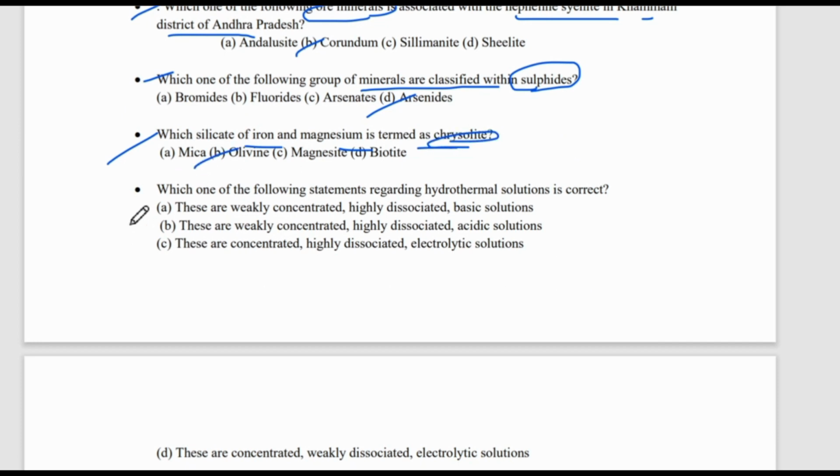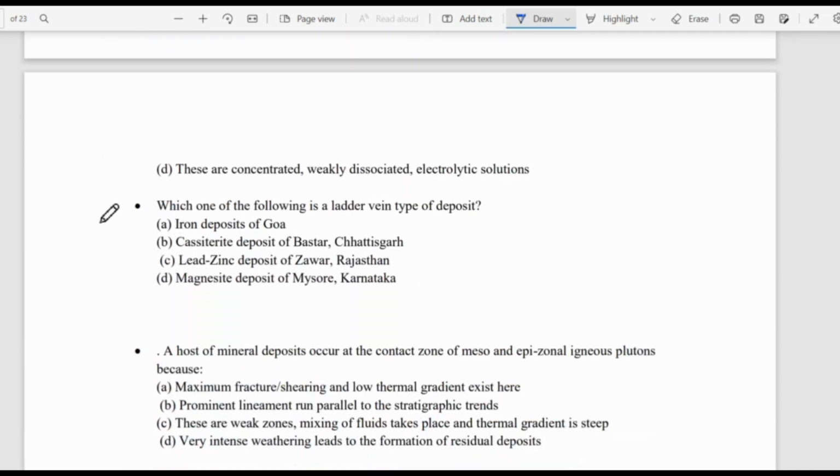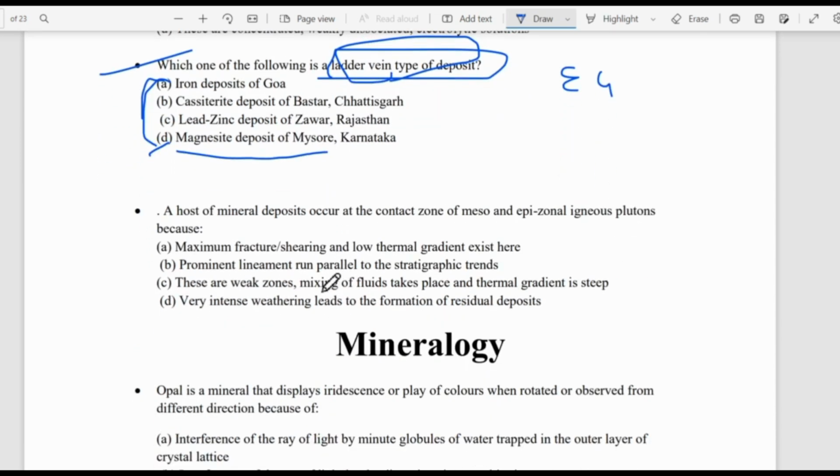So it is olivine. Next, which of the following statements regarding hydrothermal solution is correct? So these are concentrated, highly dissociated electrolytic solutions. Okay. Next, which one of the following is a Letter Bean type of deposit? If you watch my economic geology video, I have explained all of these. Okay, so you can find examples for all of these types of deposit which they can ask in future exams too. So it is the magnesite deposit of Mysore, Karnataka.